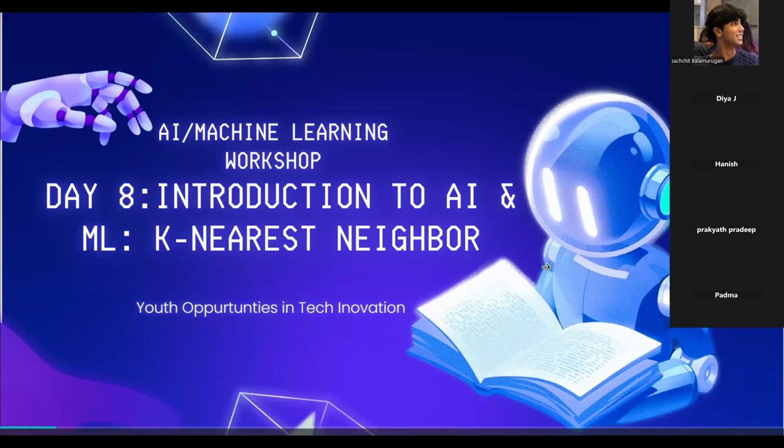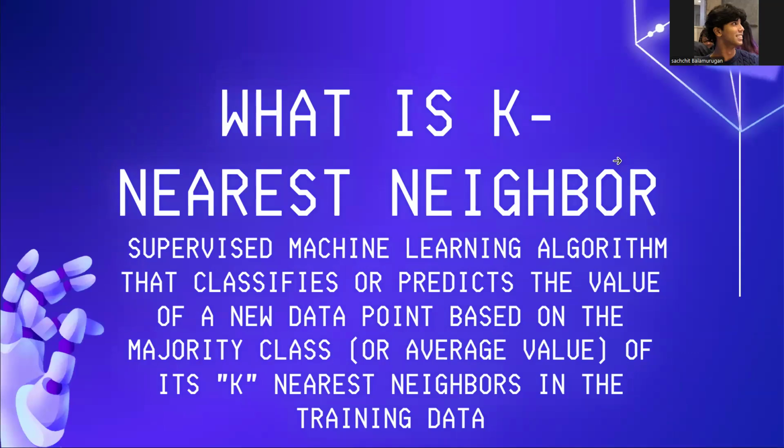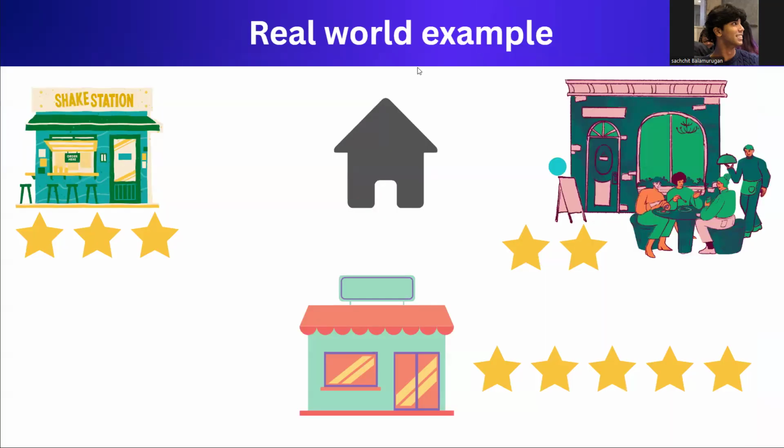Okay, so today we're going to be learning about a new model called K nearest neighbor, the KNN model. It's a type of machine learning model, and it's supervised as well. So what is the K nearest neighbor model? Well, the K nearest neighbor model is a supervised machine learning algorithm that classifies or predicts the value of a new data point based on the majority class or average value of its K nearest neighbors in the training data. Okay, so what does that mean? So let's take this example.